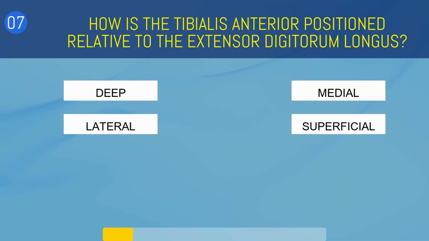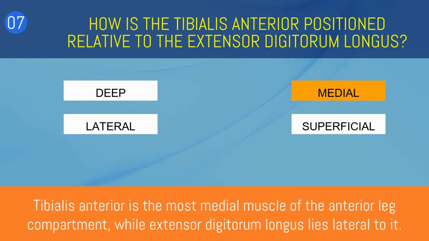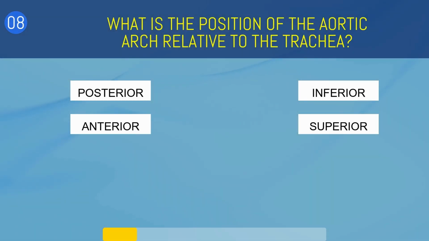How is the tibialis anterior positioned relative to the extensor digitorum longus? Deep, lateral, medial, or superficial? Medial. Tibialis anterior is the most medial muscle of the anterior leg compartment, while extensor digitorum longus lies lateral to it.